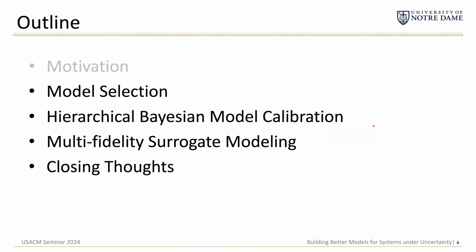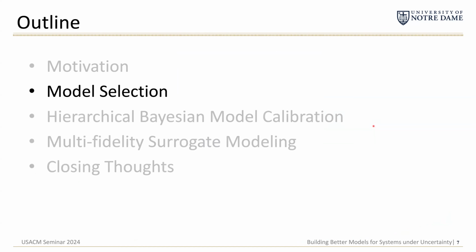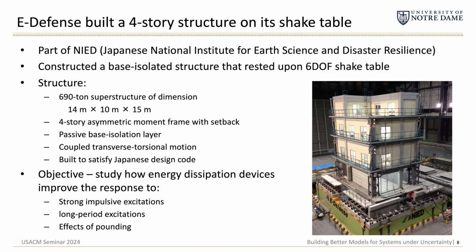And so with that in mind, I want to talk about a few projects that I've been engaged in over the past, I say both weeks, months, years. And so the first one deals with model selection, but as with all these project titles, they're always going to deal with model selection under uncertainty, calibration, surrogate modeling under uncertainty. So for model selection, I want to talk a little bit about a project I had with eDefense.